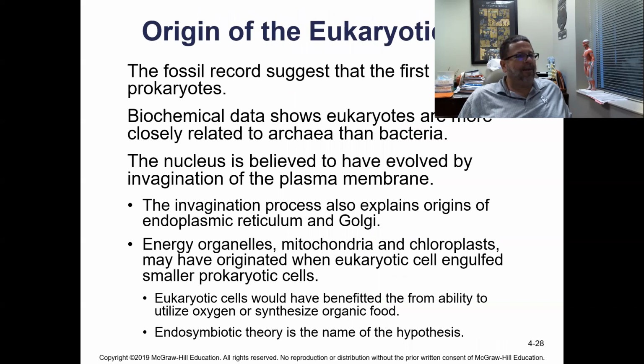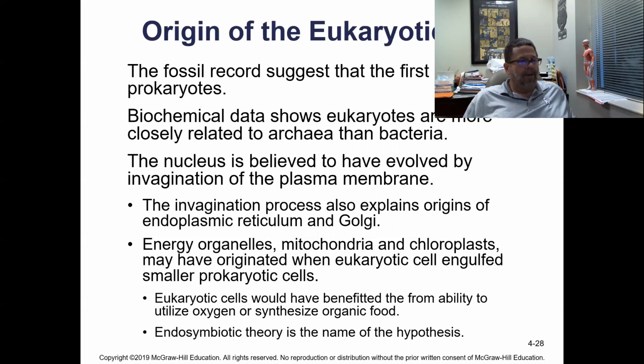This led to the endosymbiotic theory, that is, that these organelles came from former organisms that were engulfed by phagocytosis into a larger organism. The fossil record suggests that the first cells were prokaryotes. Biochemical data shows eukaryotes are more closely related to the archaea than bacteria. The nucleus is believed to have evolved by invagination of the plasma membrane.